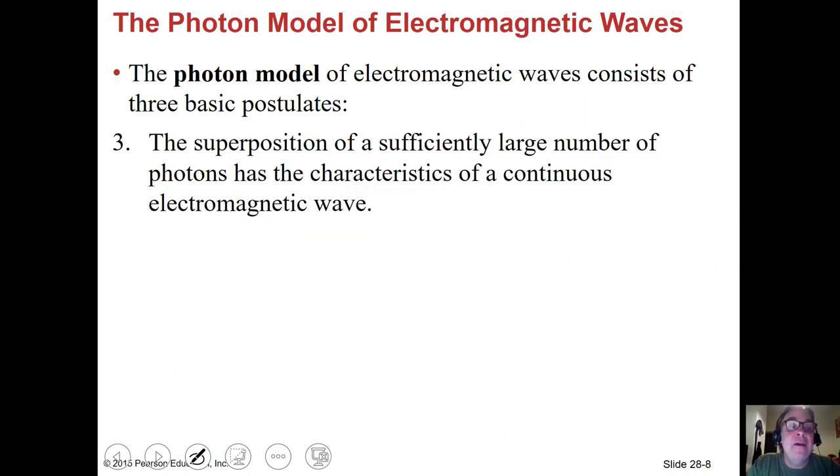Okay, and the third postulate here: the superposition of a sufficiently large number of photons has the characteristics of a continuous electromagnetic wave. So when you add them all back together, you still have a wave. Depending on what the wave is interacting with, sometimes it's beneficial to look at this photon model for light. So far we've had geometric optics, looking at light like a ray. That was chapter 18. In chapter 17 we looked at light behaving like a wave, and in this chapter we look at light behaving as a particle. In chapter 28. We're not quite there yet though.